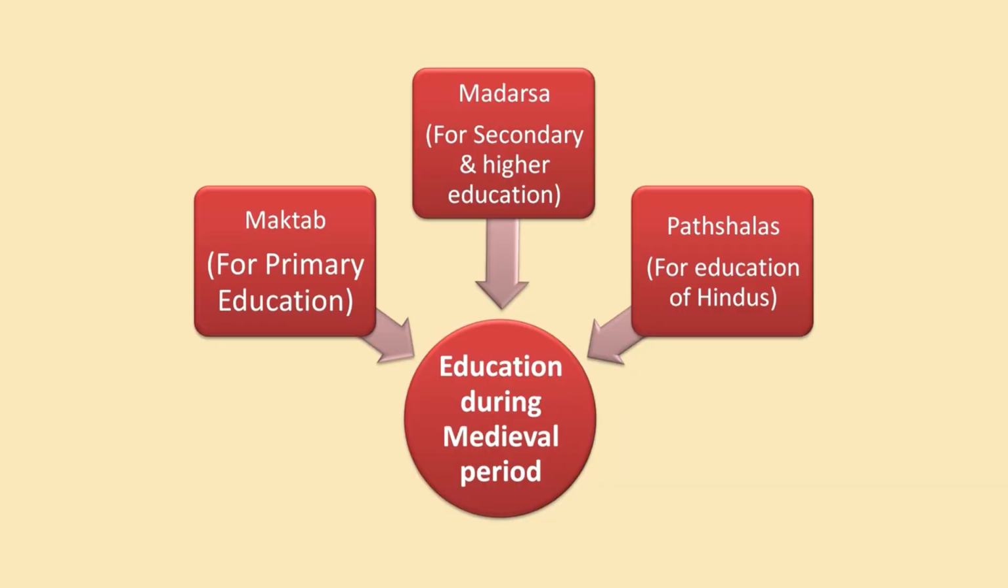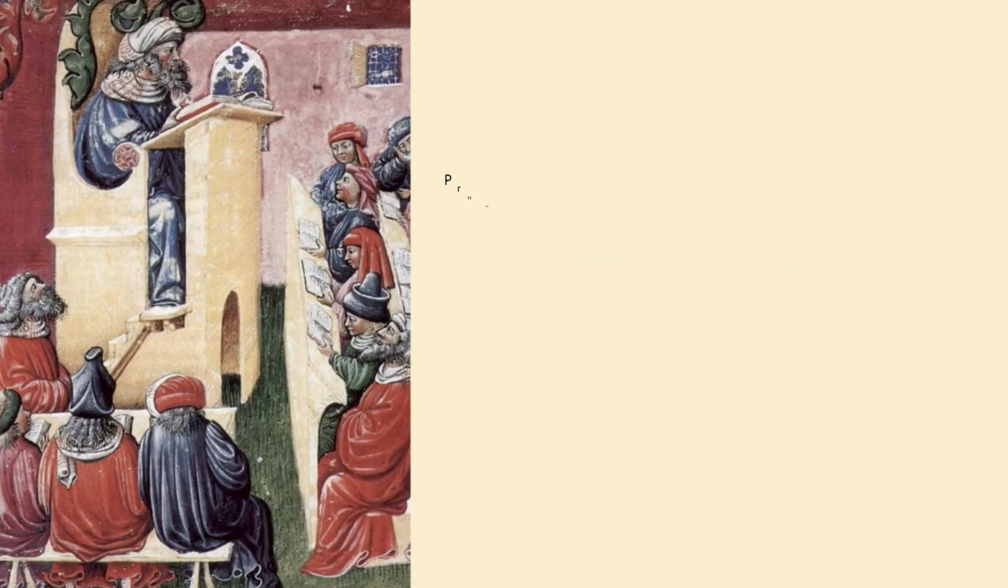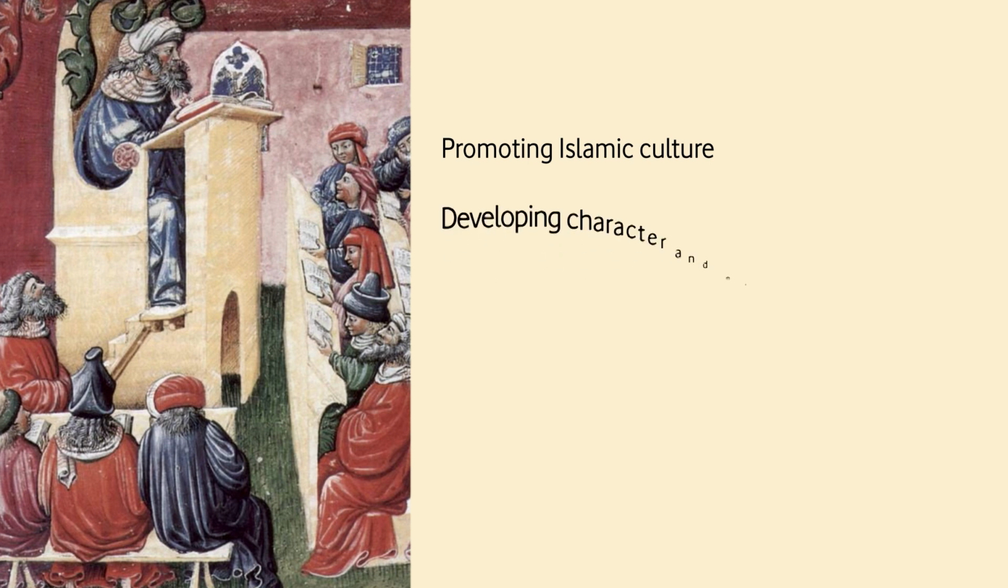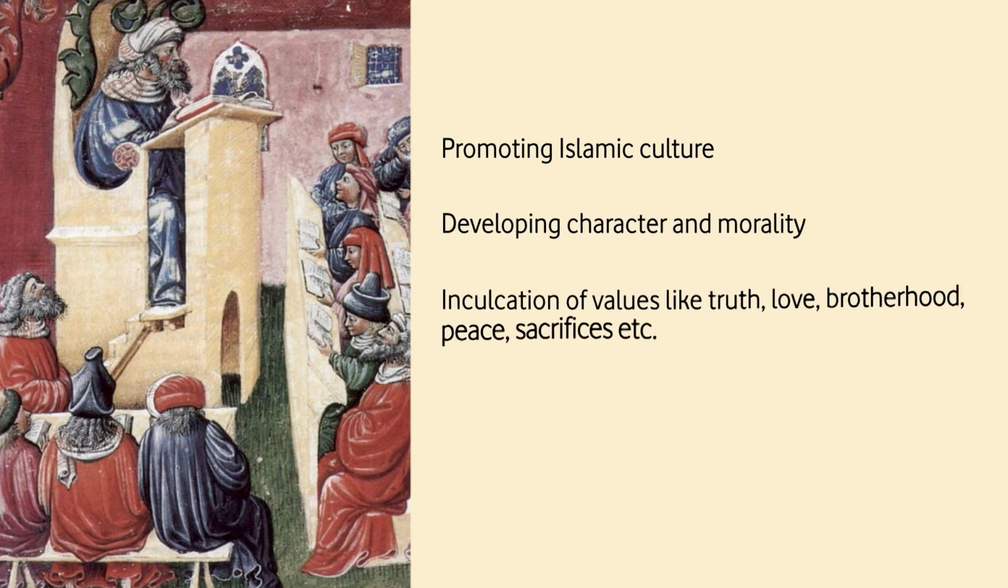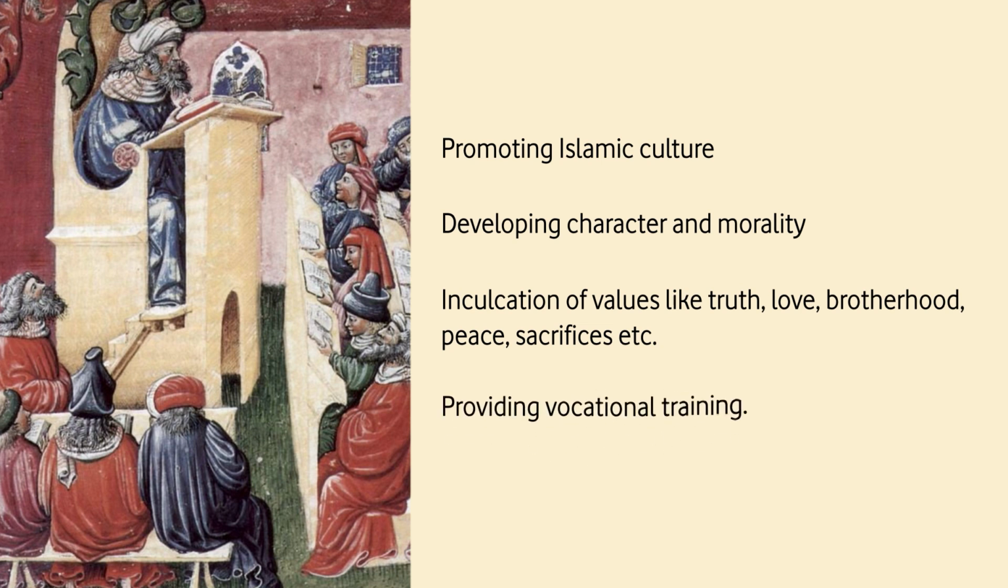For primary education, they started Maktabs, and for secondary and higher education, they started Madrasas. For Hindu people during those times, Padasalas were started, and they were not residential like the Gurukula ashram. Padasalas were started only for the Hindus. These are the three prominent educational centers you can see during the medieval period. In this period, the aim was to promote Islamic culture and develop morality and character, including values like truth, love, brotherhood, peace, and sacrifice. Along with that, importance was given to vocational training.